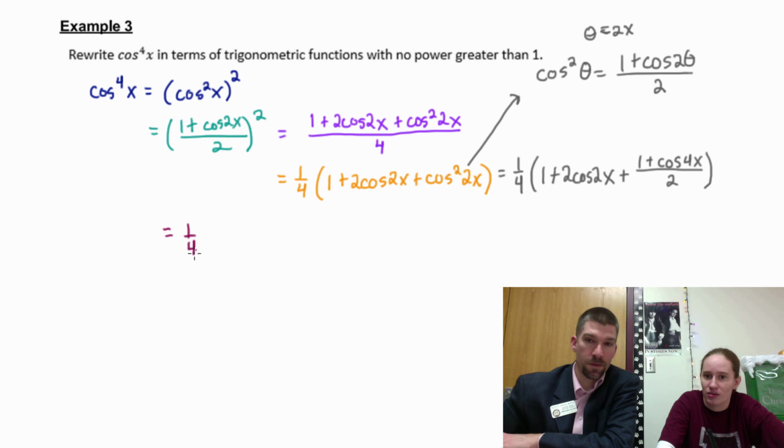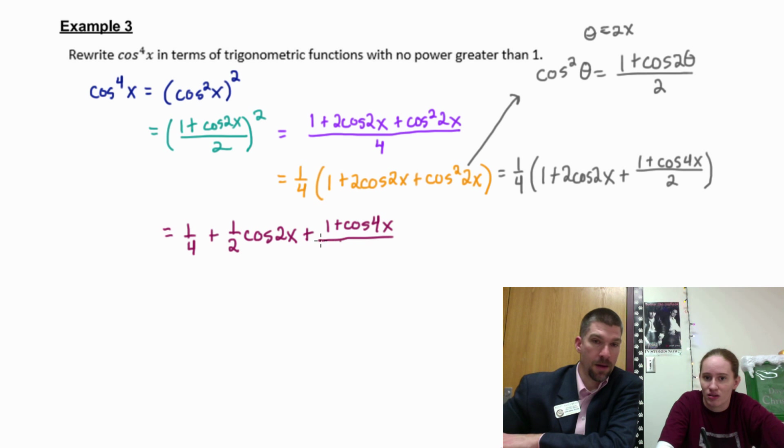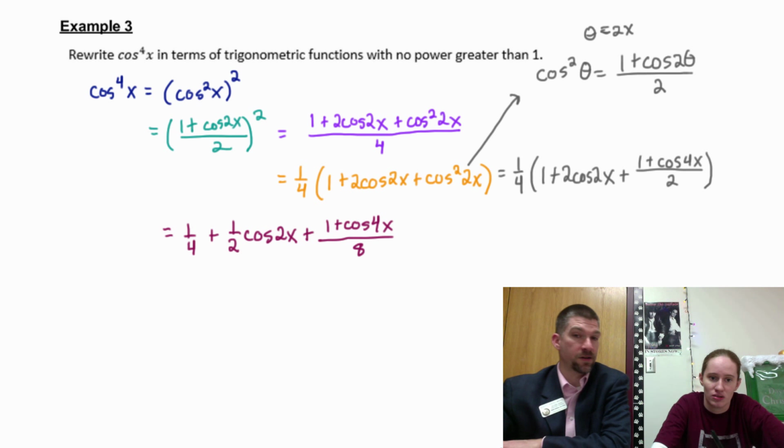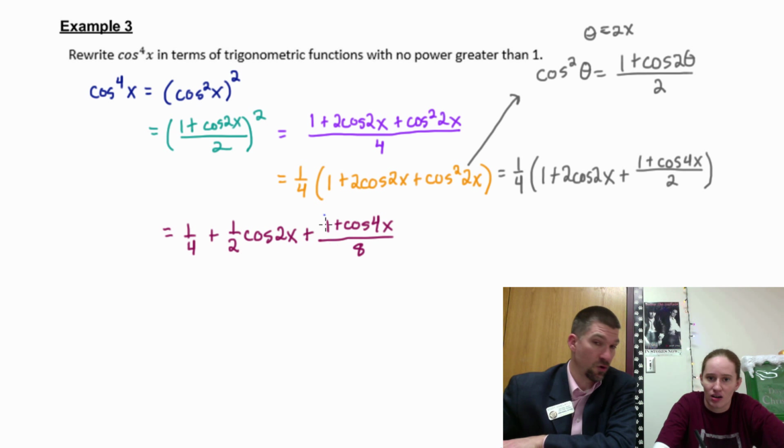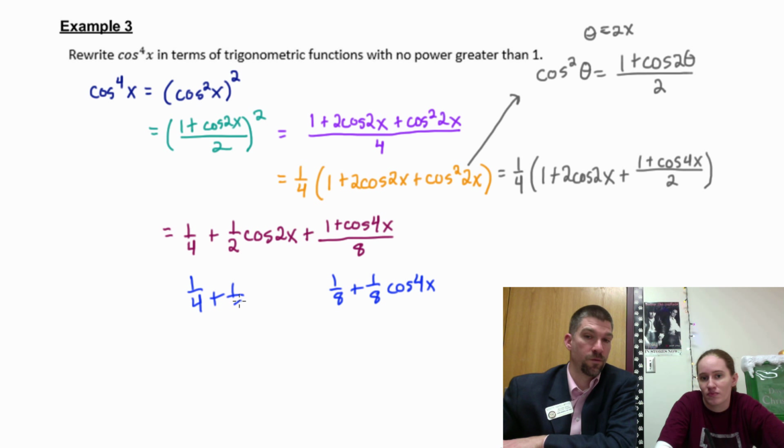So 1/4 plus 1/2 cosine 2x plus 1 plus cosine 4x over 8. Now, are you sure that's the best answer? I'm comfortable with that answer. You could factor out a 1/8, if you wanted to be uber cool. Or you could split this up into 1/8 plus 1/8 cosine 4x, because this 1/8 and that 1/4 can go together. So that'd be 2/4 plus 2/8, that'd be 3/8.